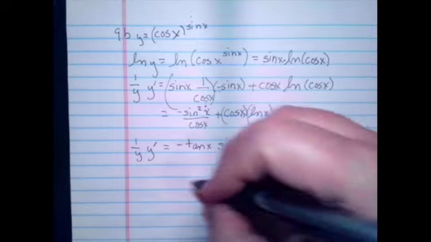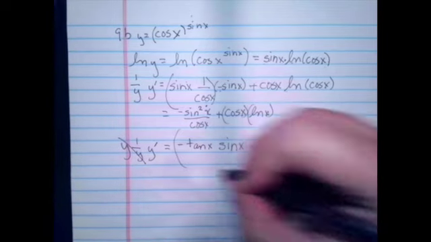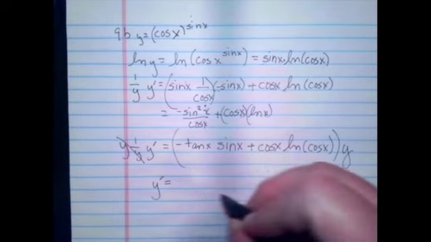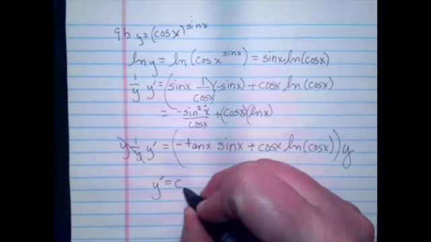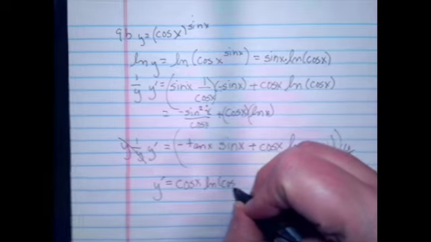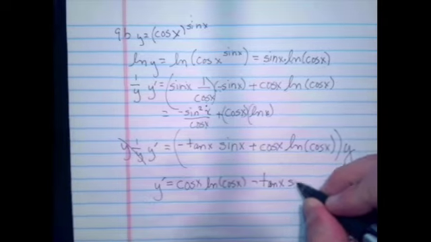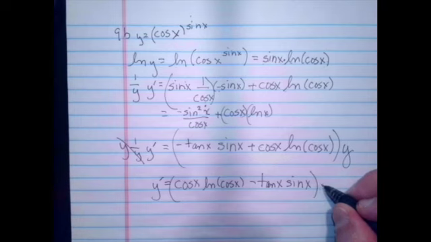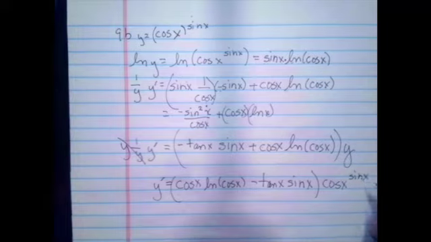So let's multiply each side by y. That'll make 1 over there, and y over here. So y prime is equal to, let's call that cosine of x, natural log of cosine of x, minus tangent x sine x, times y, which is cosine x to the sine x power.